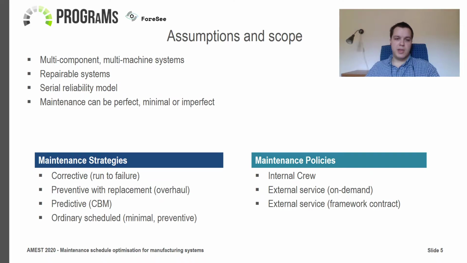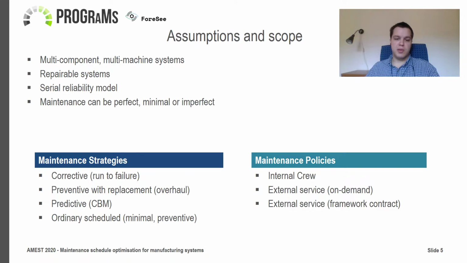Regarding the investigated system, our basic assumptions are that we have complex multi-component machines and multi-machine systems. These systems can be repairable, but they can also contain unrepairable components. We also assume that the production equipment can be modeled with serial reliability, so that if a component of the machine fails, the whole machine stops. Furthermore, not only perfect and minimal repair, but imperfect maintenance is considered during the analysis.